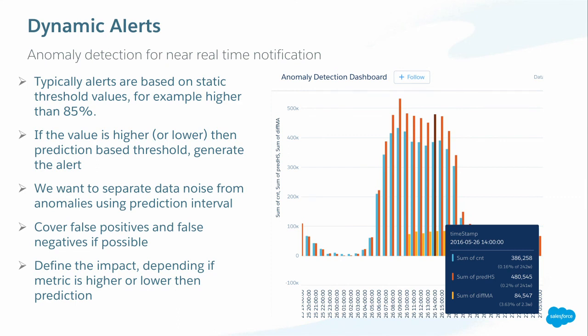So essentially, what we see here on a graph is a metric, a prediction, and a difference between the metric and the prediction. Based on that, we can figure out whether it is exceeding our prediction interval window.